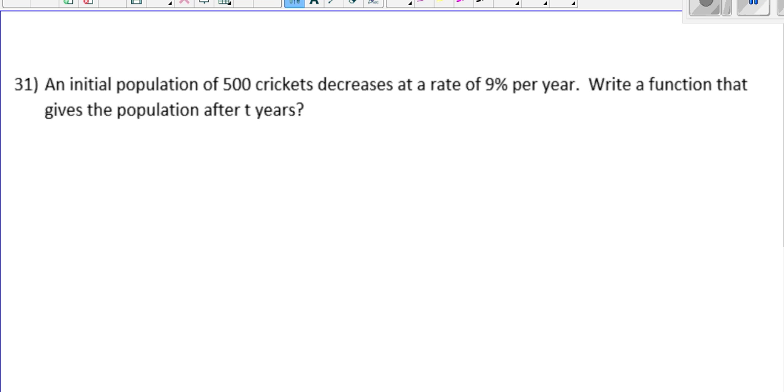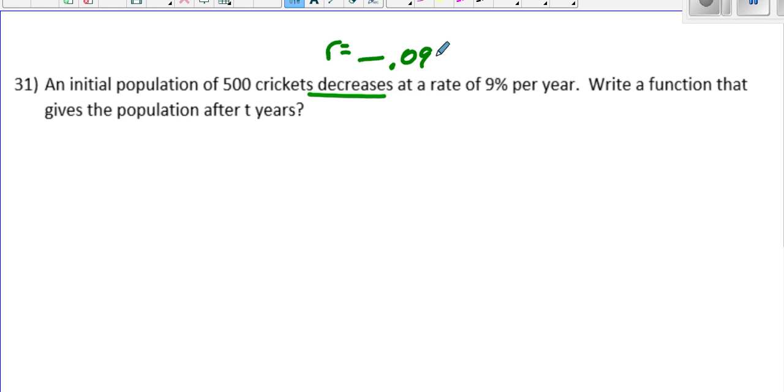So the initial population decreases by 9% per year. Write a function that gives the population after 2 years. So since it is decreasing at a rate of 9% per year, decrease means that our rate is going to be negative. That's all that means. So it's going to be a negative 9% or negative 0.09.